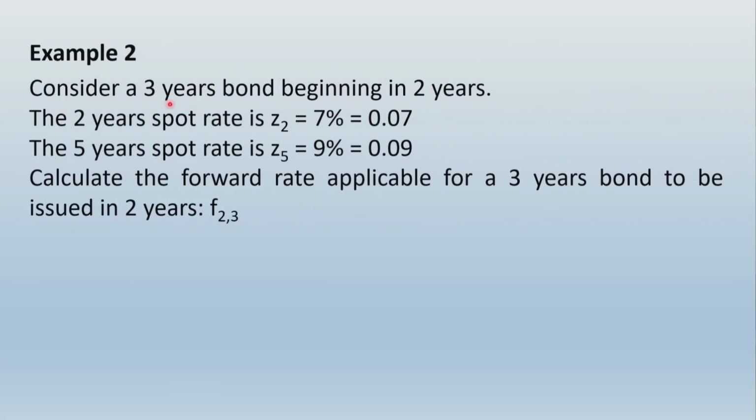It says, consider a 3-year bond beginning in 2 years. The 2-year spot rate, that is Z2, is 7% and the 5-year spot rate Z5 is 9%. Calculate the forward rate applicable for a 3-year bond to be issued in 2 years, that is small f2,3.